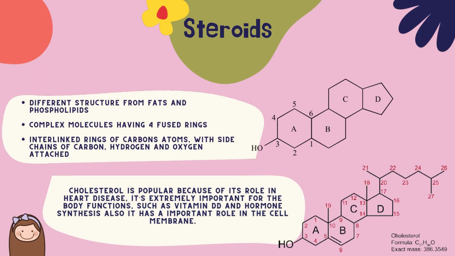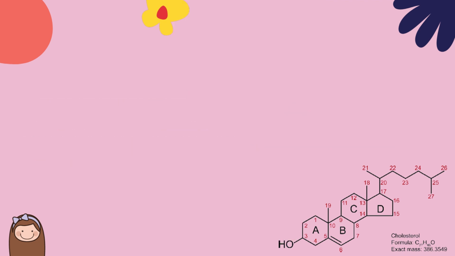Steroids have a different structure from the others I just talked about. They are complex molecules. They have four fused rings. They consist of interlinked rings of carbon atoms, with side chains of carbon, hydrogen, and oxygen attached.